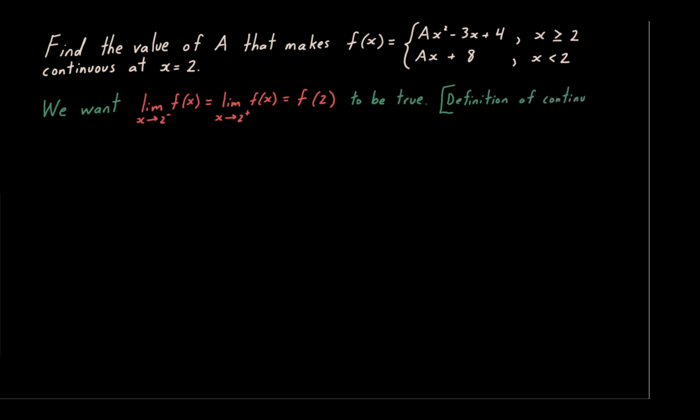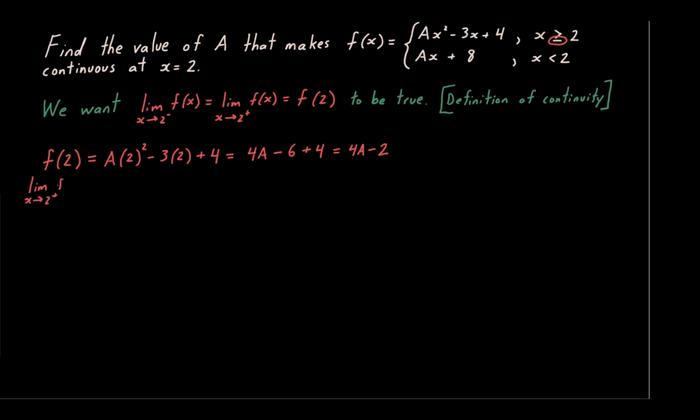Let's go with that. Definition of continuity. Let's start with the low-hanging fruit. The function value is the easiest thing. For f of 2, I'm just going to stick it in the top piece because it's the top piece that applies when x is greater than or equal to 2. Doing a bit of algebra gives you 4a minus 2 for f of 2.